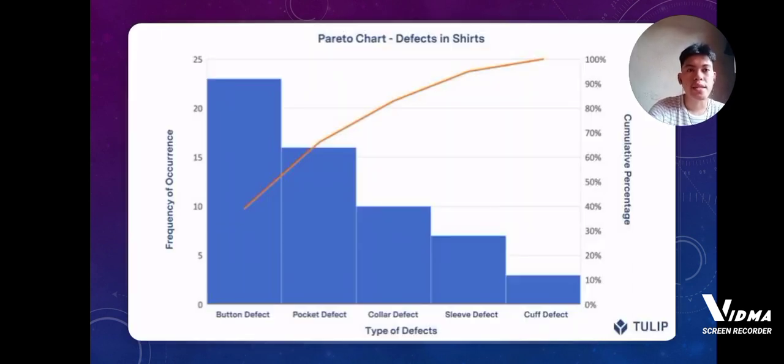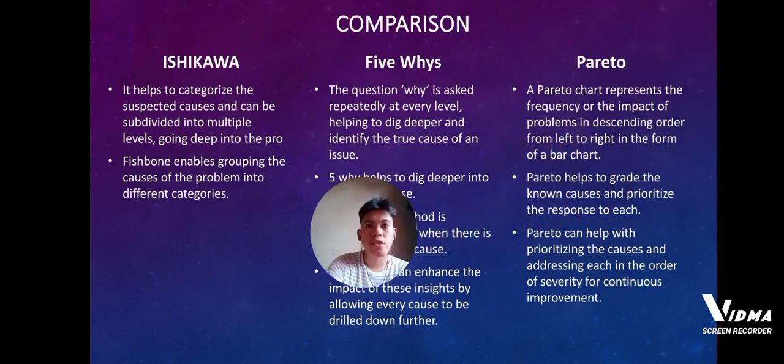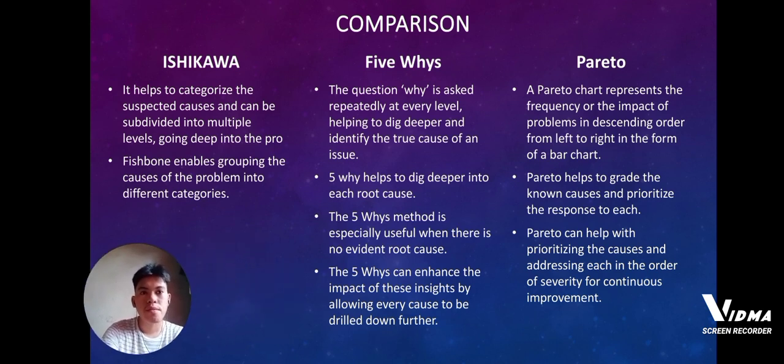So here is an example of a Pareto chart. This is an example arranged in descending order. We can see that the main problem here is the button defect, and the smallest problem is the cuff defect. So let's move on to the comparison of the three analyses.